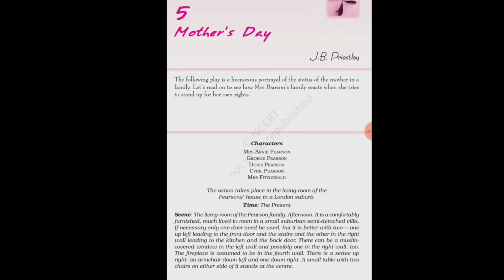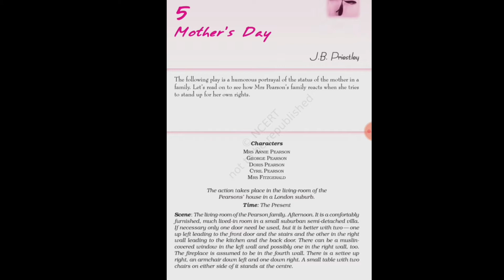and the back door. There can be a muslin covered window in the left wall and possibly one in the right wall too. The fireplace is assumed to be in the fourth wall. There is a settee up right, an armchair down left, and one down right. A small table with two chairs on either side of it stands at the center.